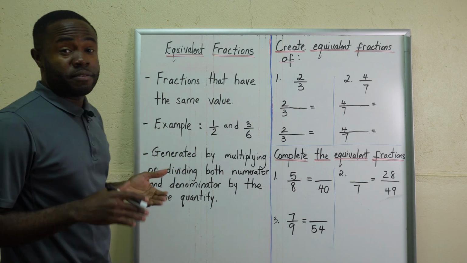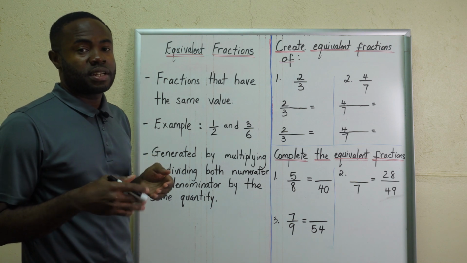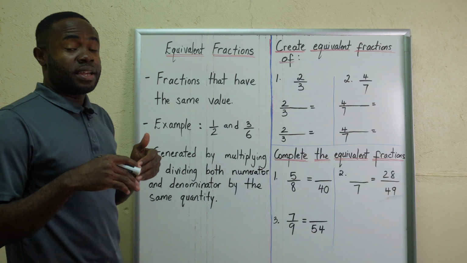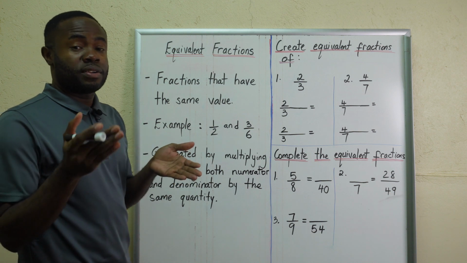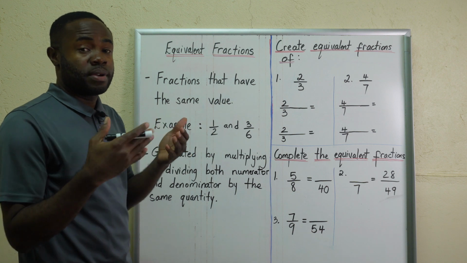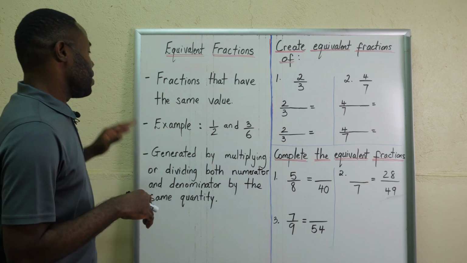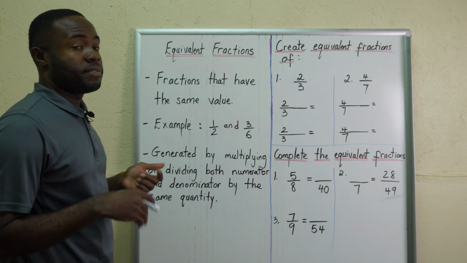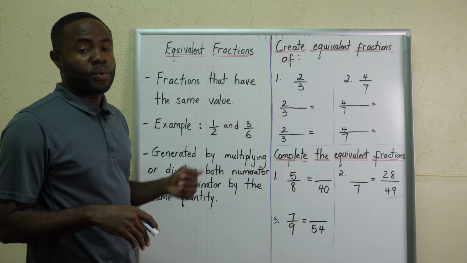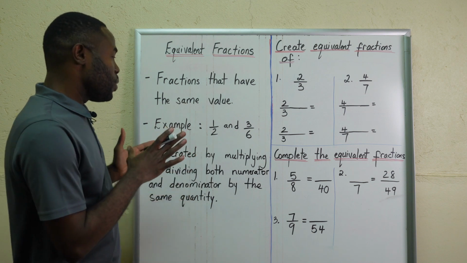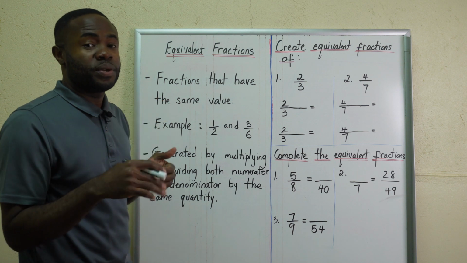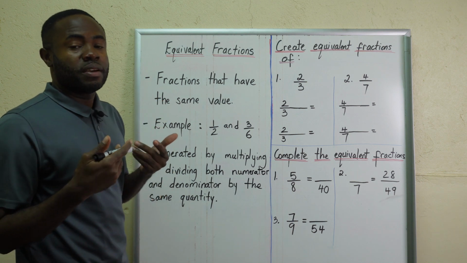Now, equivalent fractions are fractions that have the same value. What does that mean? When they are generated or when they are reduced, they reflect the same amount or the same fraction. Now, an example of equivalent fractions would be half and 3/6. If you look closely, they look different, right? But if you look closer, you'll see that they represent the same value.